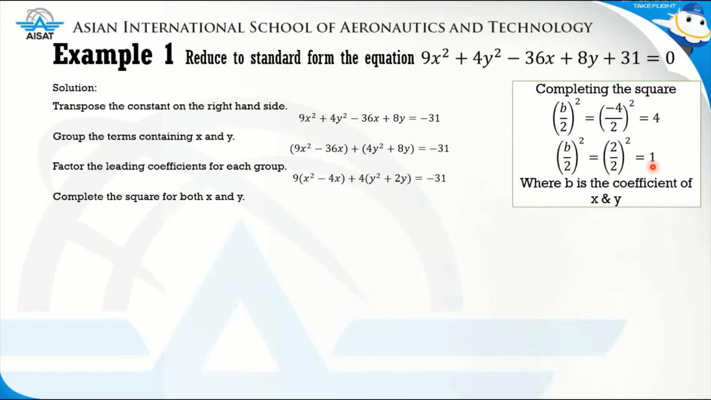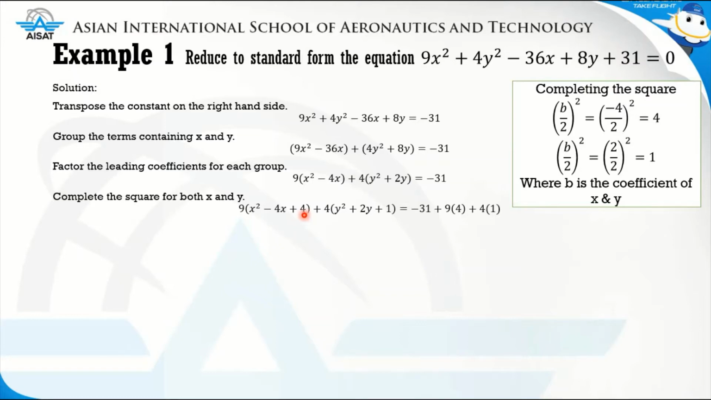Now to maintain the equality of both sides, we need to add the numbers on both sides of our equation. The next step is to add these numbers inside our parentheses. So our equation becomes 9 times the quantity x squared minus 4x plus 4 plus 4 times the quantity y squared plus 2y plus 1 is equal to negative 31 plus, now here, remember that 4 is added inside the parentheses.